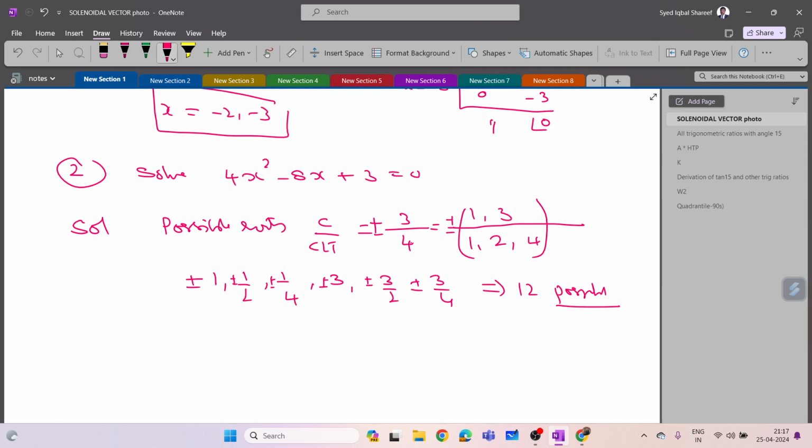So there are 12 possible roots. But what is our requirement? It is of degree 2, so we need only 2 roots. What are the 2 roots? We don't know. They are from this list.